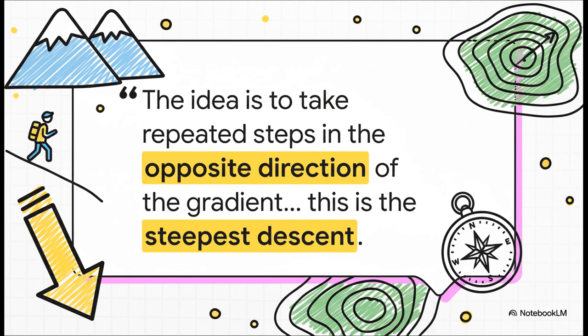By repeatedly calculating that gradient and just moving against it, the model is pretty much guaranteed to find its way toward a minimum point, a place where the error is lower.